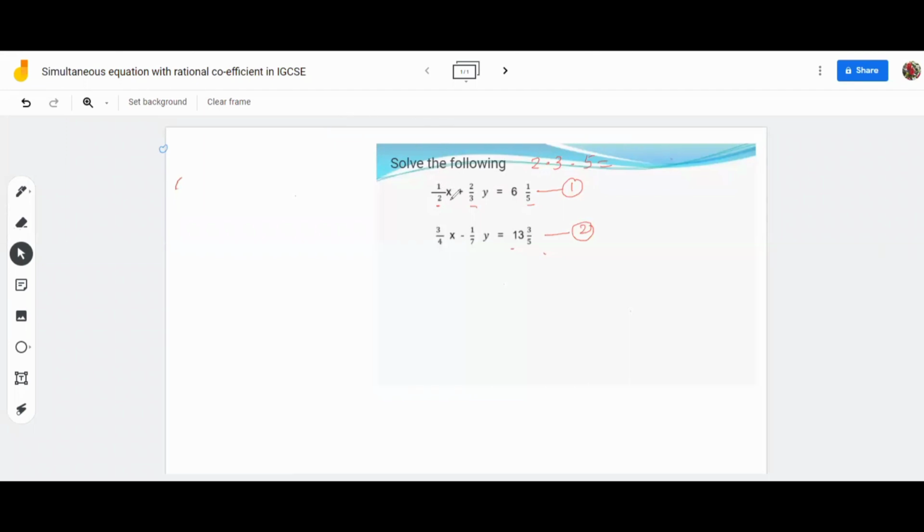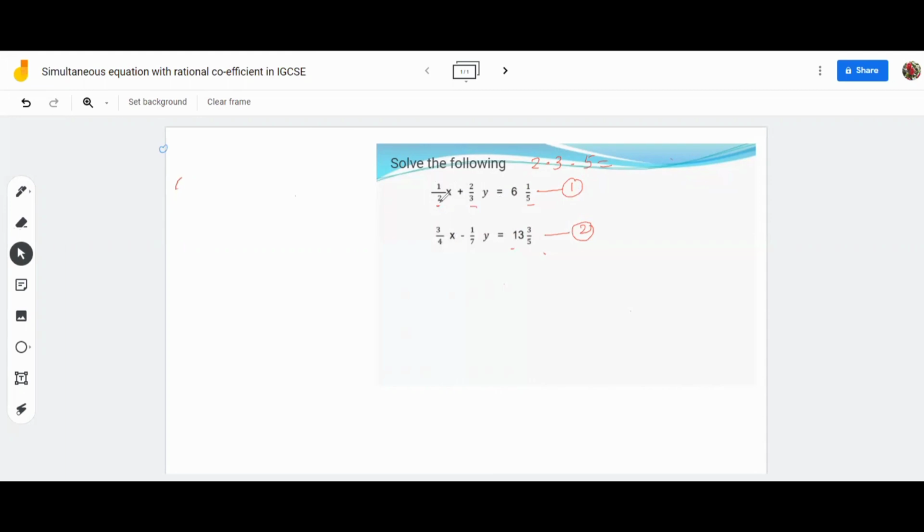I mean the coefficients of x and y in equations 1 and 2 are fractions, 1 over 2, 2 over 3, 3 over 4, 1 over 7. In this case, I have to make the coefficients of x and y whole numbers. Then it's easy to proceed.